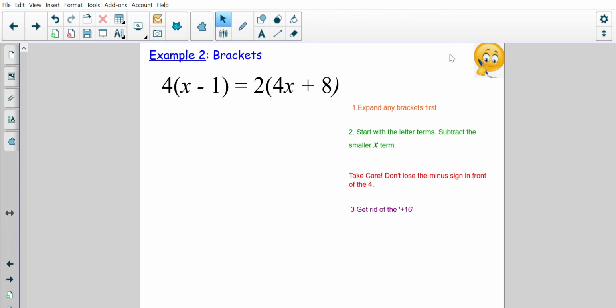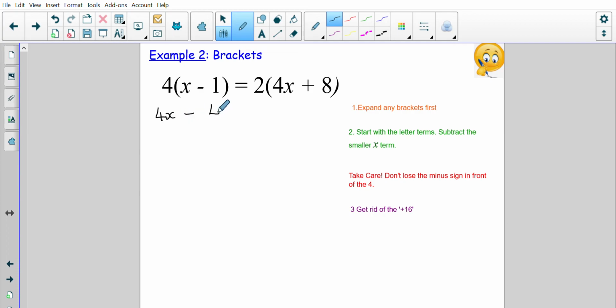Okay, now let's have a look at this one and what happens if we have brackets in our equation. So when we have brackets in our equation, the first step is always to expand any brackets. So remember, when we're expanding brackets, we multiply the term outside the brackets by everything inside the brackets. So on the left, we're going to have 4x minus 4, and on the right, we're going to have 8x plus 16. So I've not really done any solving of the equation yet, I've just expanded the brackets to get the equation ready to solve.